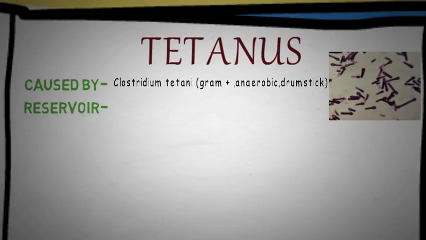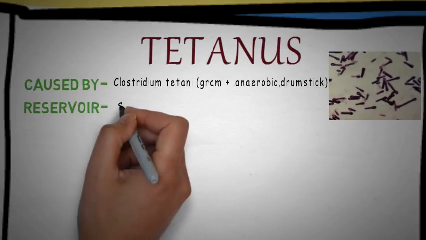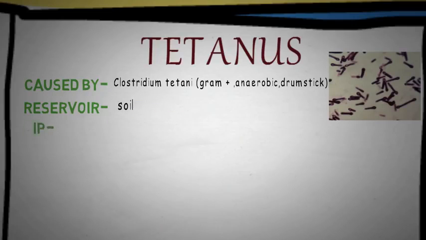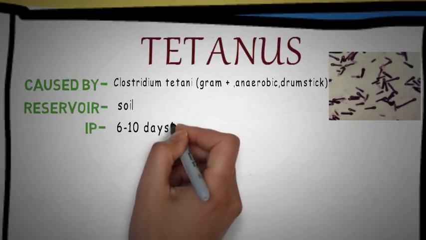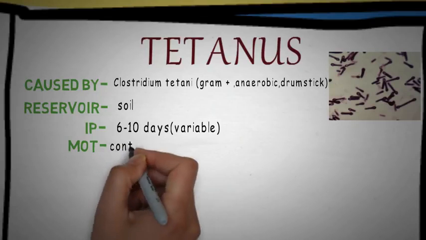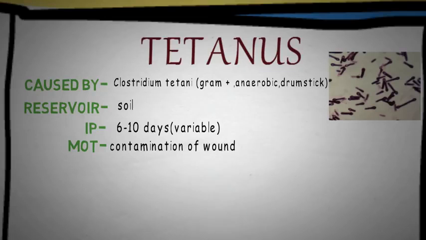What is the reservoir of the bacteria? That is, where is the bacteria stored in nature? It is stored in soil. Next, what is the incubation period of tetanus? It is 6 to 10 days, but it can vary greatly from few days to several months. Next, what is the mode of transmission of tetanus? Tetanus is spread by contamination of wound.